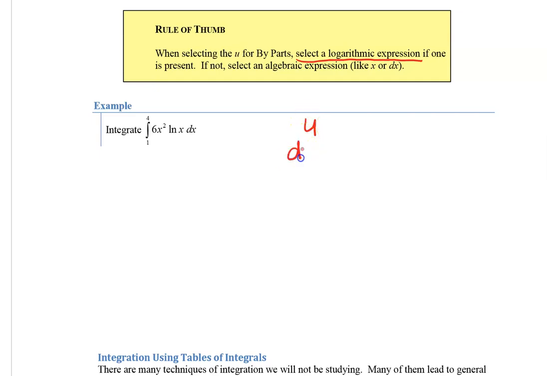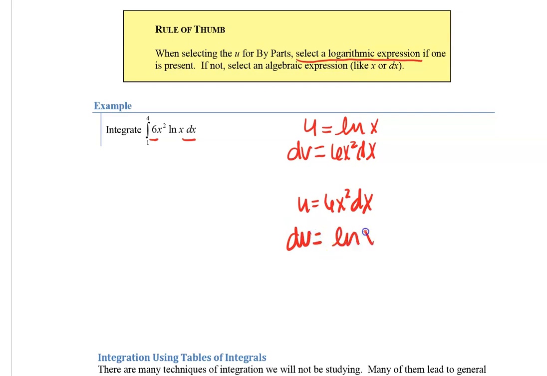I'm going to pick u and dv. U we are going to pick as ln x. dv is going to be everything else that's left over. Now, another way to remember that you're going to pick the ln x for your u is if you had come in here and said, oh, let me pick 6x squared dx and let me pick ln x to be dv. I have no way of integrating ln x and figuring out what v could be. So that would be the point that you go, oh, that didn't work out. Let me switch it back and see if that works.